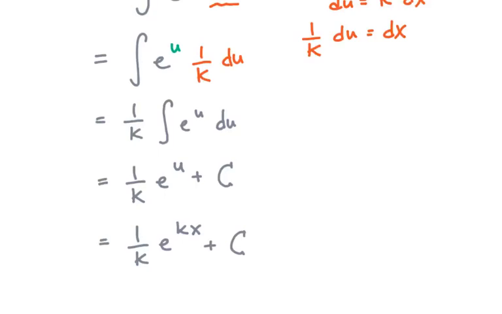Alright, this result by itself maybe doesn't seem super useful, but it's actually really helpful, and maybe I'll write it in a slightly different form. I'm going to write it e to the kx over k. I think you guys will agree this is equivalent, plus c. So this means anytime we're integrating e to a number times x, this pattern will always hold true.